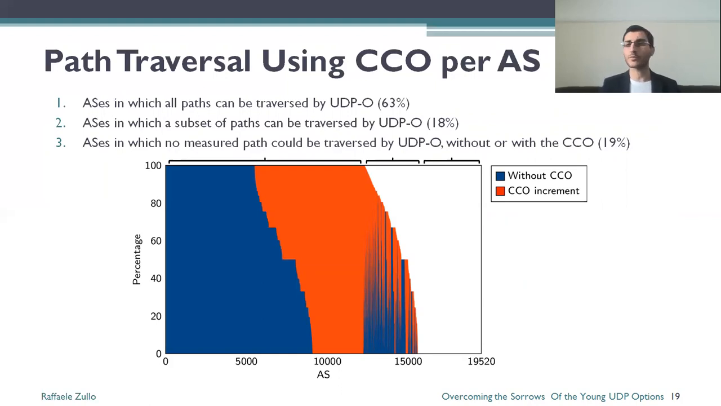For each AS, we can identify 3 regions. First, ASes in which all paths can be traversed by UDP options, and the contribution by CCO in red is quite evident. Second, ASes in which a subset of the paths can be traversed by UDP options, and in the majority of ASes in this region, CCO provides an increment. And the third, ASes in which no measured path can be traversed by UDP options, and this is a kind of pathology that cannot be mitigated by our option.